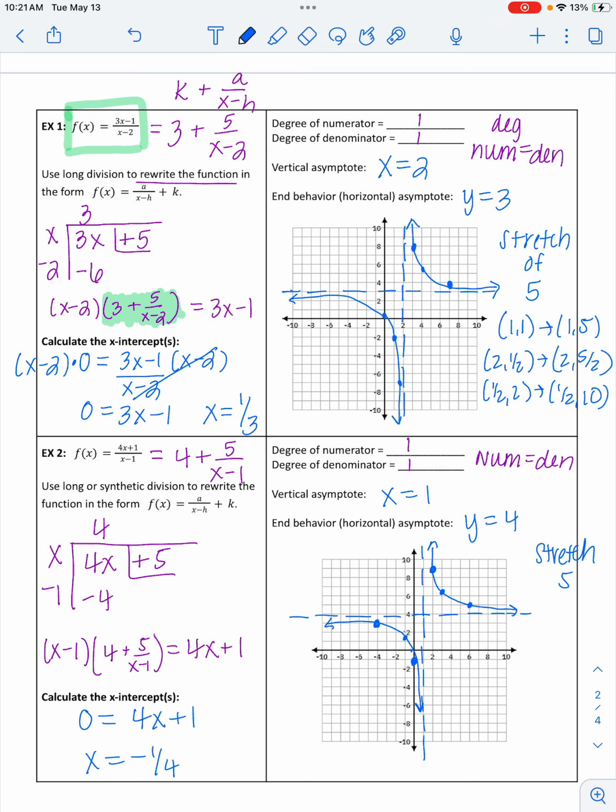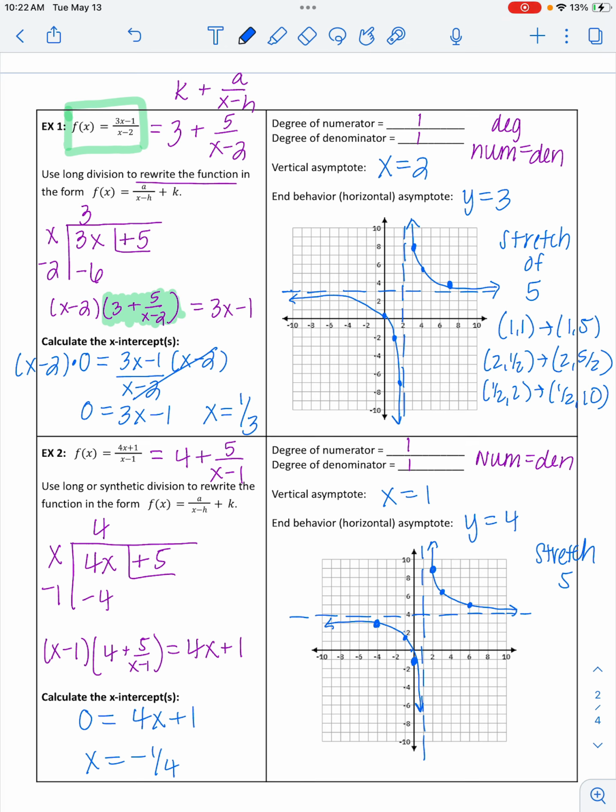Okay, hopefully you were able to get through that on your own, and you could check your answers here. So both of the degrees of the numerators are the same, so they're both 1. And then if you were able to divide the polynomials, 4x plus 1 divided by x minus 4, you end up getting 4 plus a remainder of 5. And so you write that as 4 plus remainder 5, all divided by x minus 1. And that is your transformation form. So you're able to graph it.